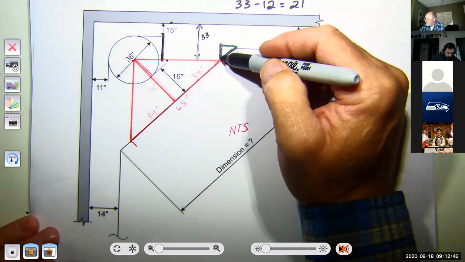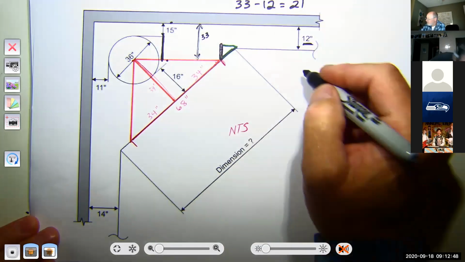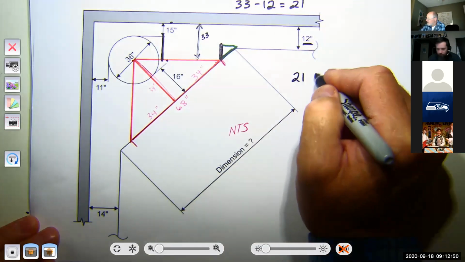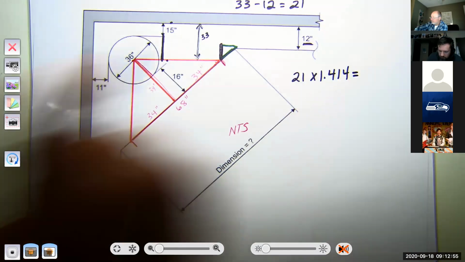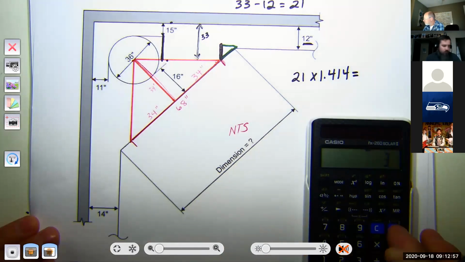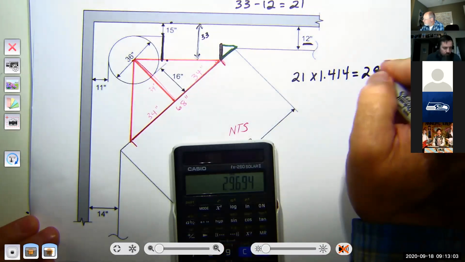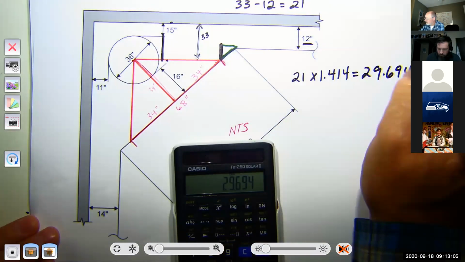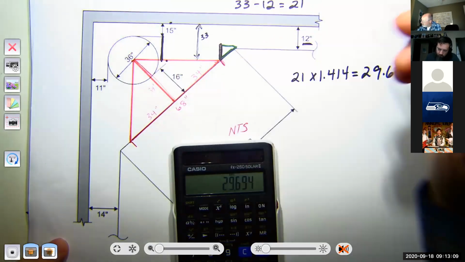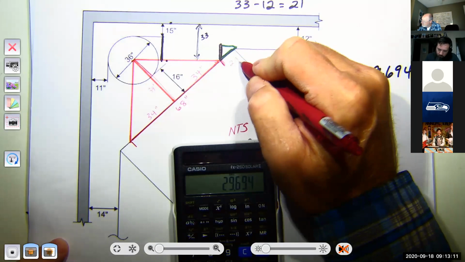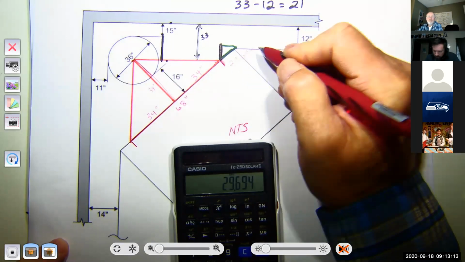So I can get a travel from that if I go 21 times 1.414. And that's going to be 29.694. So this measurement right here, this travel, is 29.694.